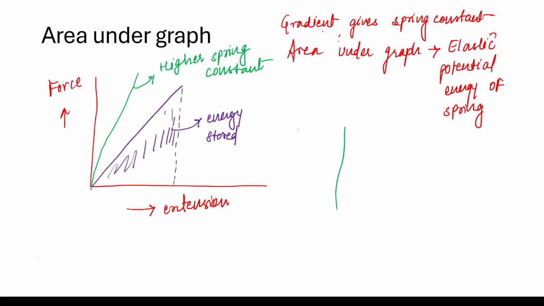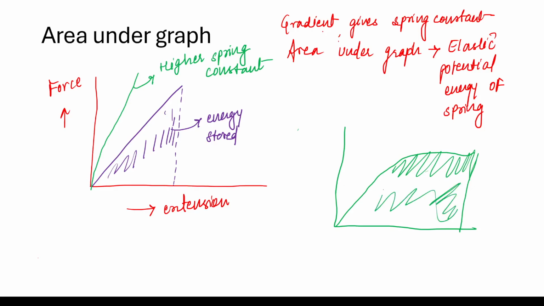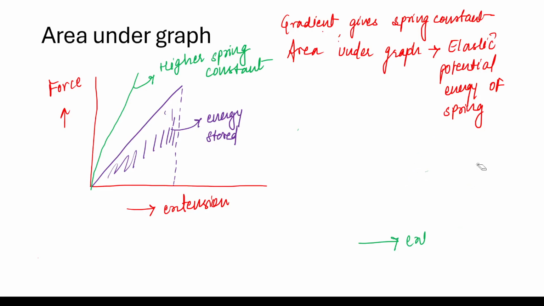Now another kind of graph: suppose it starts as a straight line and it becomes non-Hooke's law. Then you will have to count the number of squares or do integration to calculate this area. What does this area give you? Elastic potential energy. Again, force, and this one is extension. I'm just going to make it a little beautiful so that if it is looking good, you'll remember it more. It's just my theory, not some scientific theory.